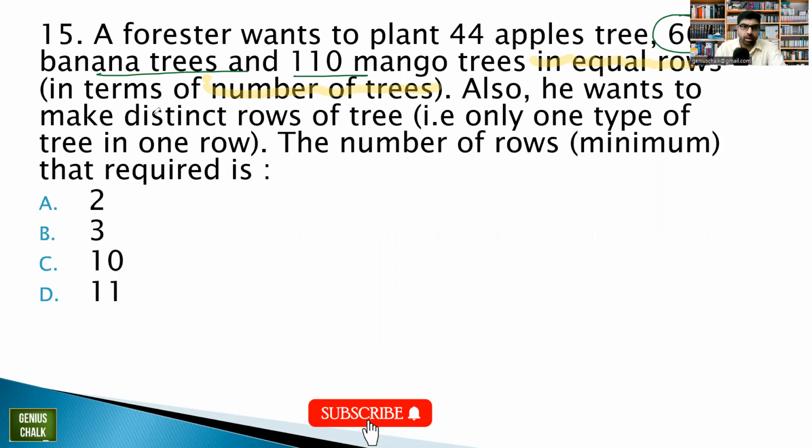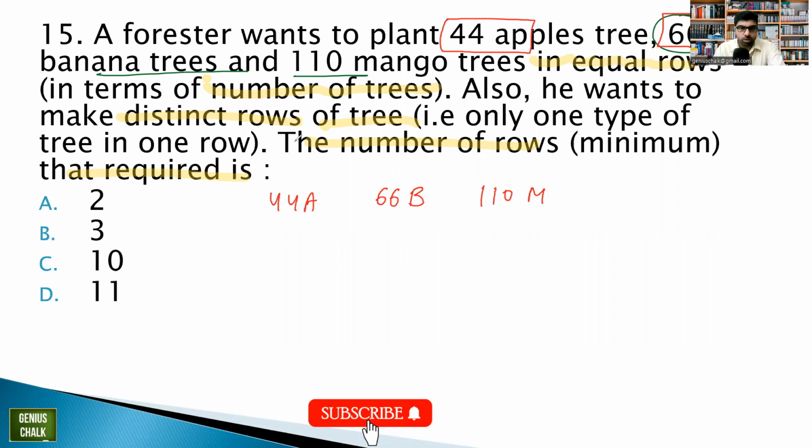Also, he wants to make distinct rows of trees. So, how many rows can he make? The minimum you have to find. So, what is the data? The data is that you have 44 apple trees, you have 66 banana trees, and 110 mango trees. Now you have to make equal rows of all the trees.